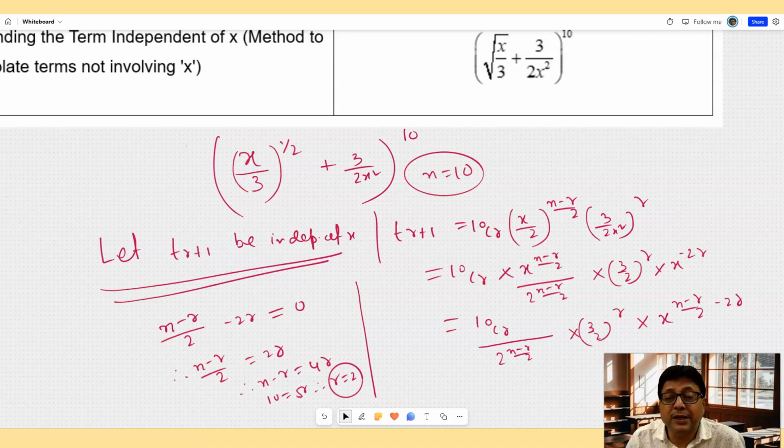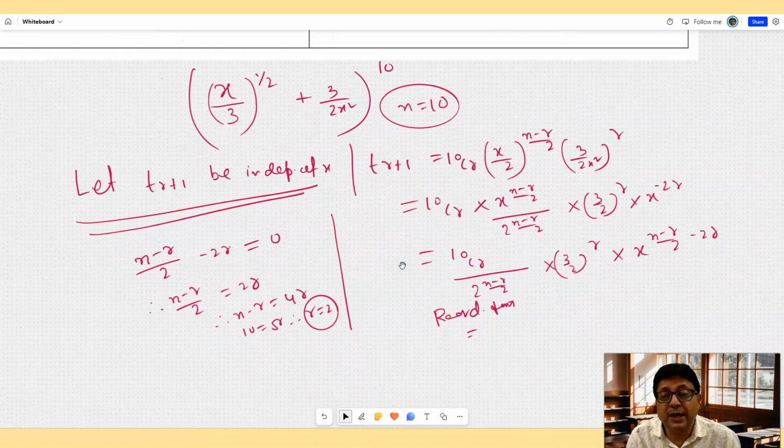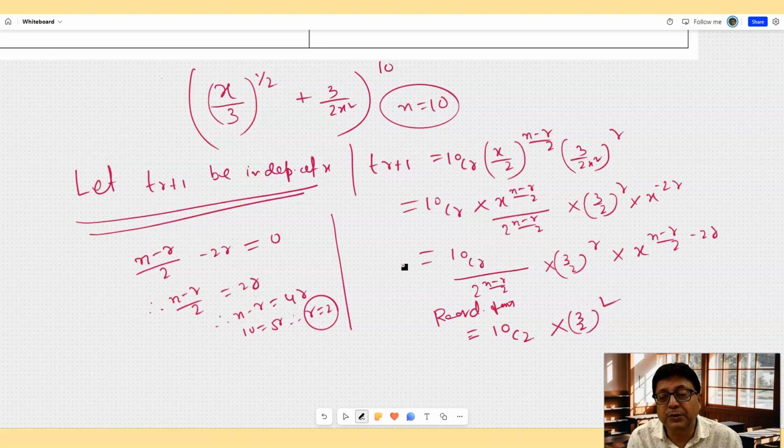So your answer will be the third term. And really, by putting n equal to 10 here and r equal to 2, you can find that it is 10 minus 2, that is 8 by 2, that is 4, 4 minus 4, 0. So x will not be there. The required term will be independent of x, but your answer must be the required term, so there are other parts you need to write apart from x. It is 10C2 into (3 by 2) squared, 2 to the power (10 minus 2) by 2. You simplify it.